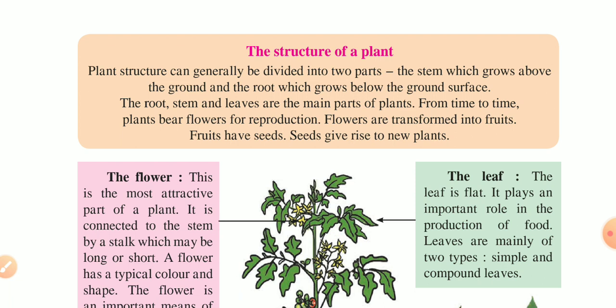From time to time, plants bear flowers for reproduction. Flowers are transformed into fruits, and fruits have seeds, and seeds give rise to new plants.